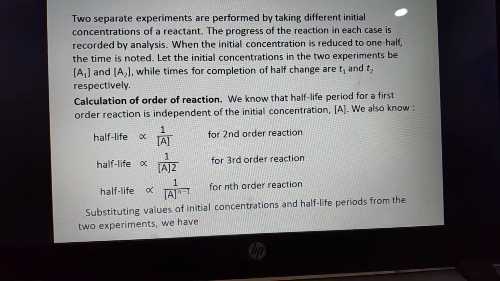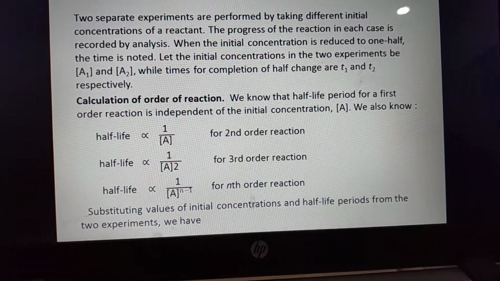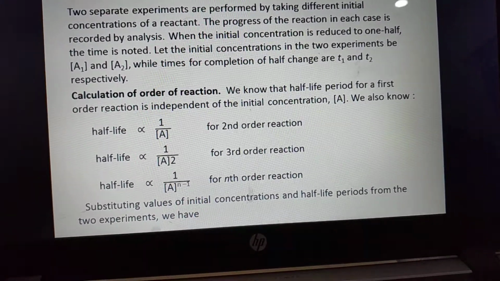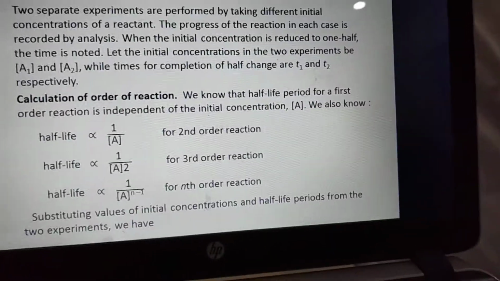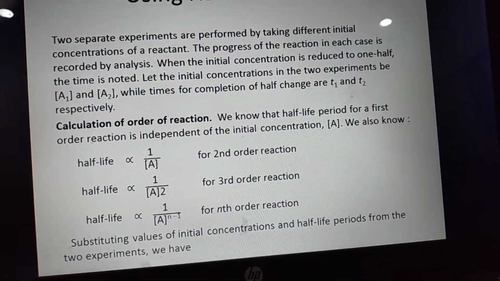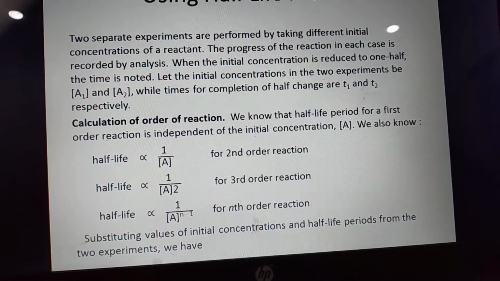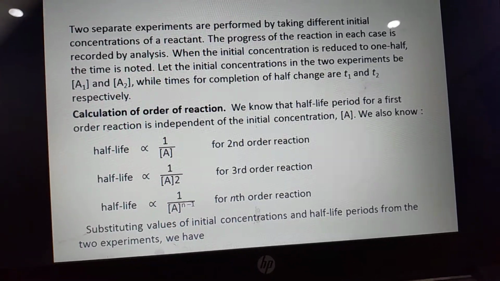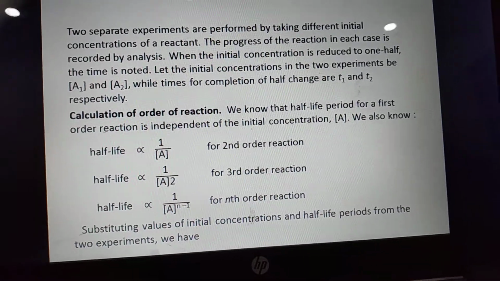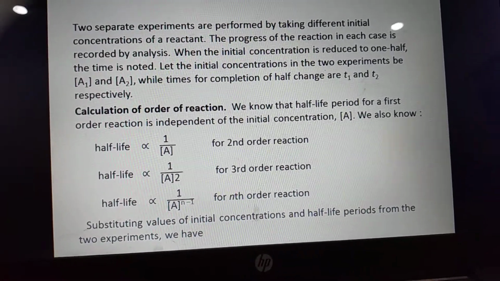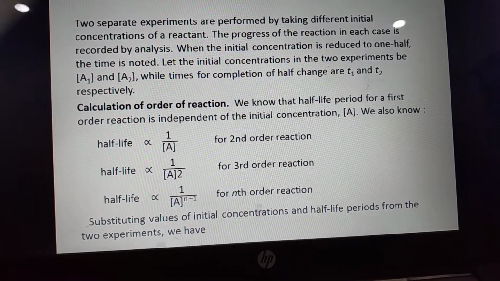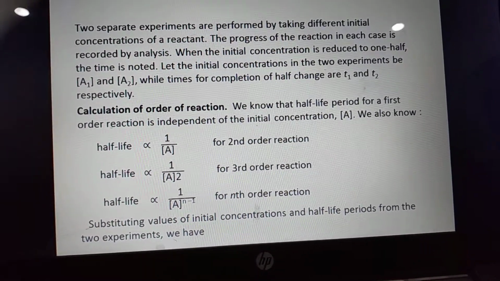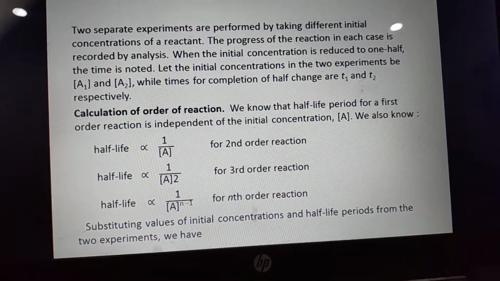Now let the initial concentrations in the two experiments be A1 and A2. A1 is the molar concentration for the first, and A2 the molar concentration for the second. The times for completion of the half change are T1 for the first and T2 for the second, respectively. For the calculation of the order of reaction, we know that the half-life period for a first order reaction is independent of the initial concentration A.